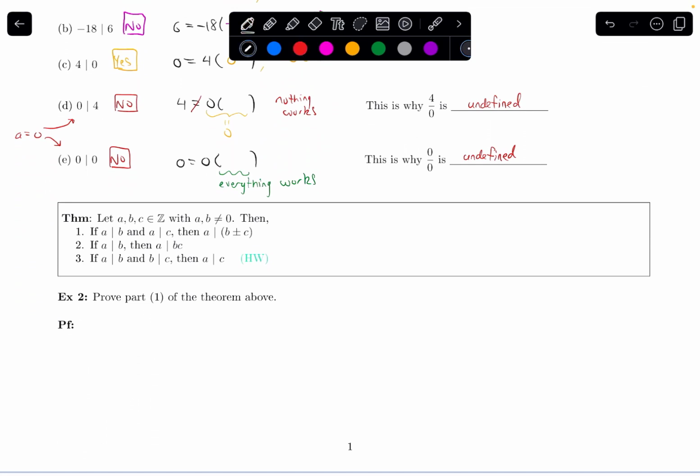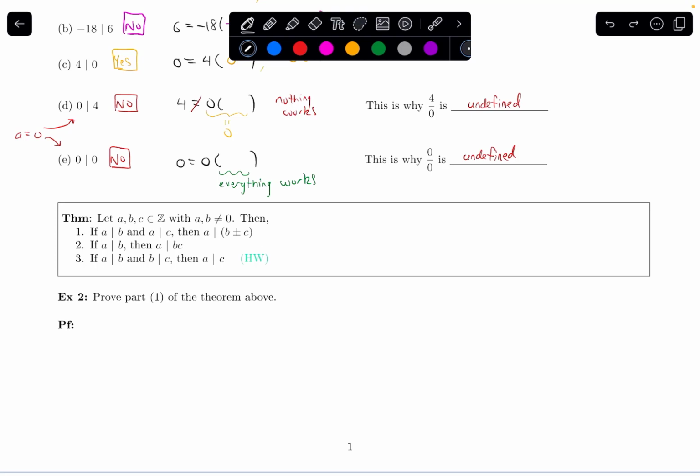So the theorem says let a, b, and c be integers, and a and b are not going to be 0. Part 1 says if a divides b and a divides c, then a will divide b plus c or b minus c. Part 2 says if a divides b, then a will divide b times c, so b multiplied by an integer. And part 3 says if a divides b and b divides c, well then a divides c. That's the transitive law for division here.